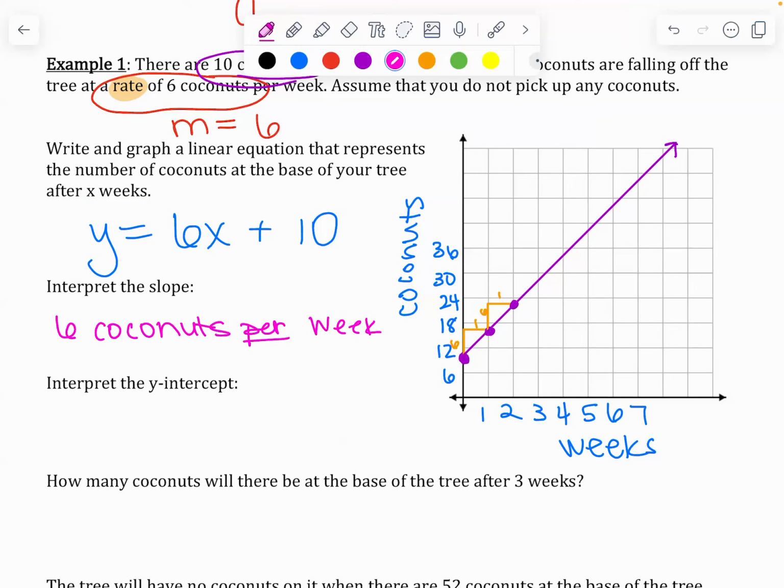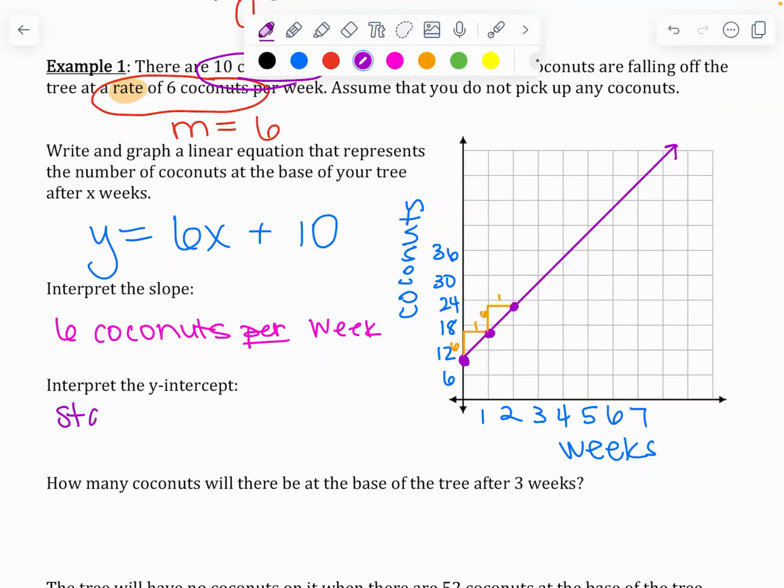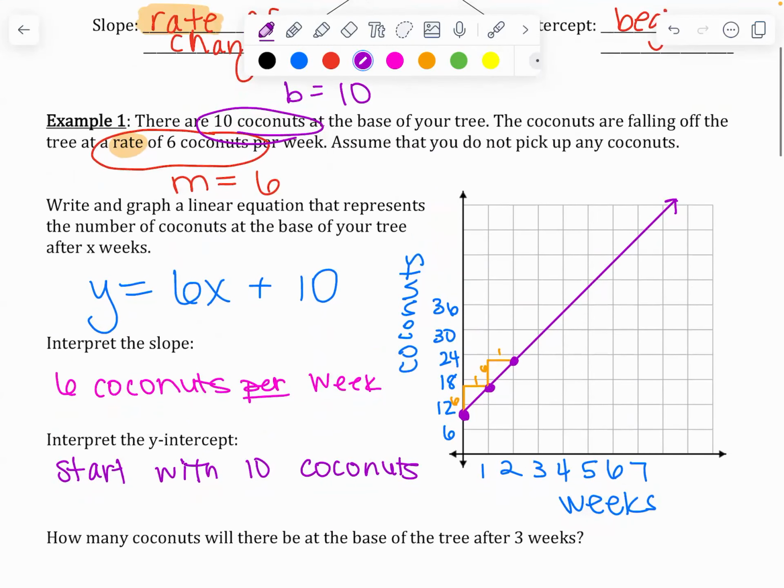What does that B, 10, stand for? 10 what? I don't know, something 10 though. Starting off. We start with 10 coconuts. That's what that meant. And guys, it's all up in the words, right? 10 coconuts at the base of your tree. We start with 10 coconuts.